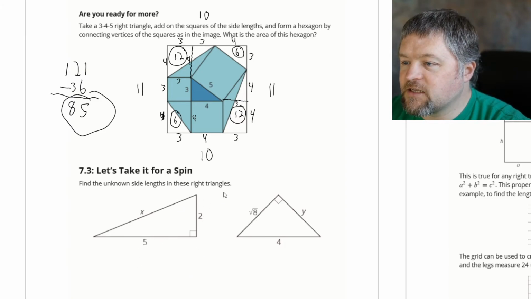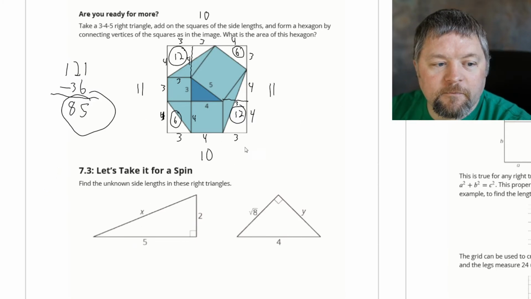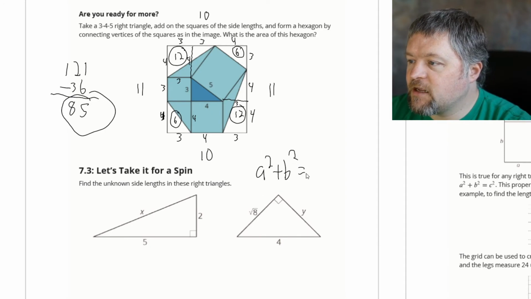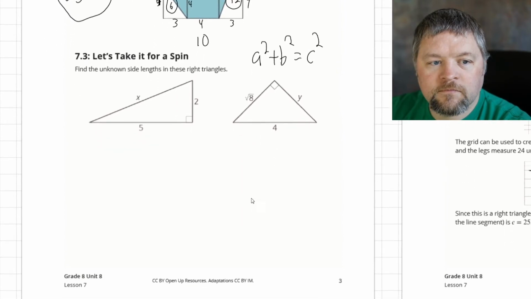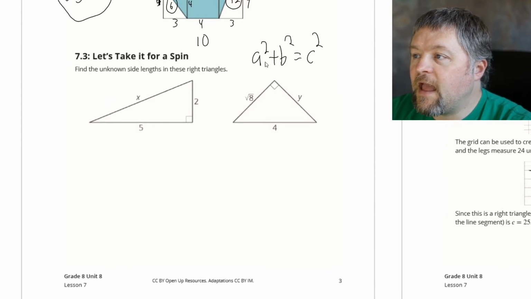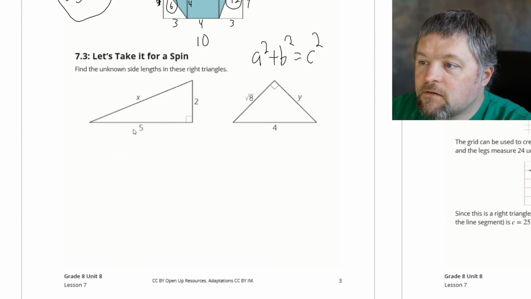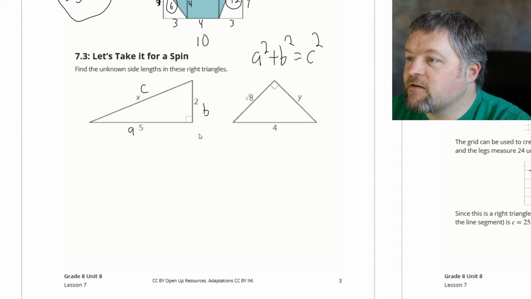Now our next part here is, let's take this for a spin. Using our big idea of a squared plus b squared equals c squared. Move that down so we've got a little bit more room. A and B, we remember, are always our two legs. And C is always our hypotenuse. So let's substitute those values into our equation.